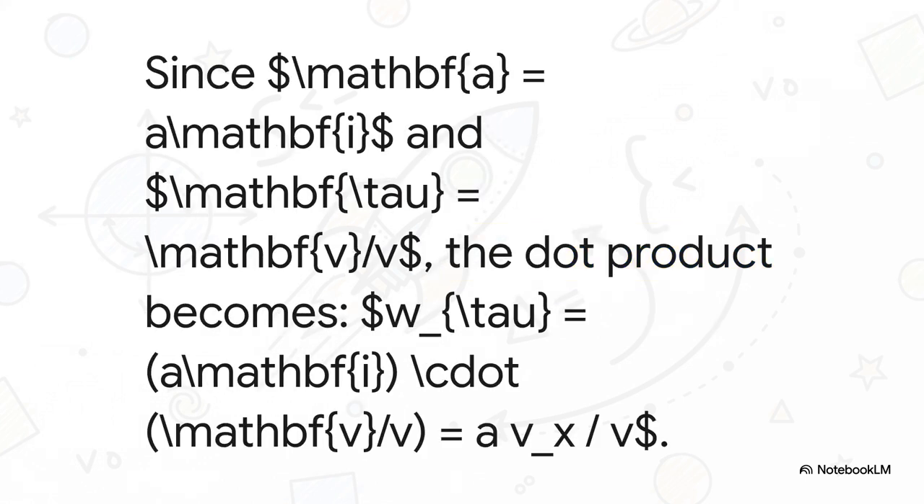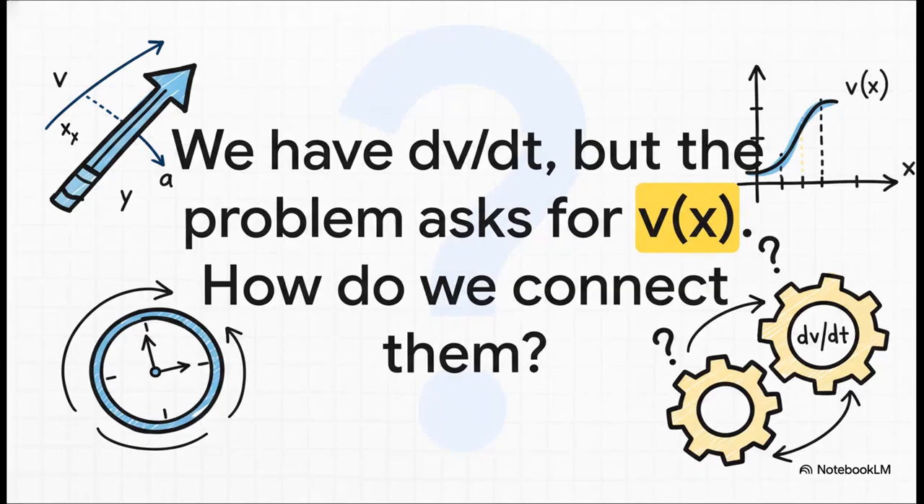So let's plug in the definitions for these vectors. The vector A is easy. It's just its magnitude, A, pointing in the x direction, which we write as A i. The unit tangent vector tau is always the velocity vector v divided by its magnitude, the speed v. When we take that dot product, we're left with A times the x component of the velocity, vx, all divided by the speed v. And here we are at a classic crossroads in kinematics problems.